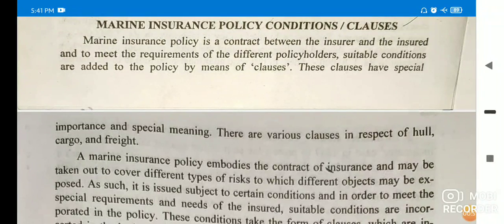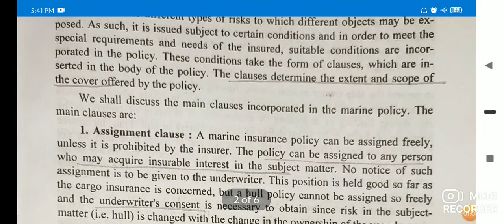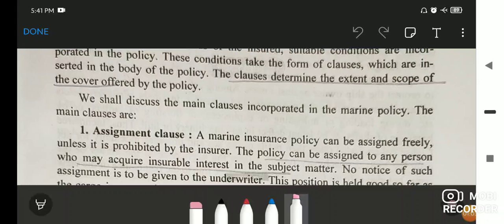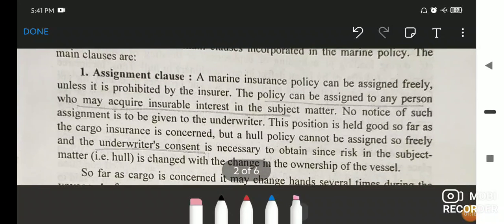Let's proceed with today's topic, that is marine insurance policy conditions or clauses. As I told you right now, these conditions or clauses will be defining the extent and scope of the cover offered by the policy that the insured is entering into. So basically, what are these clauses? What are these conditions? Let's understand them one by one.